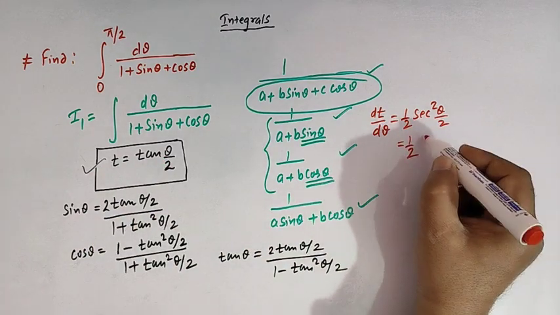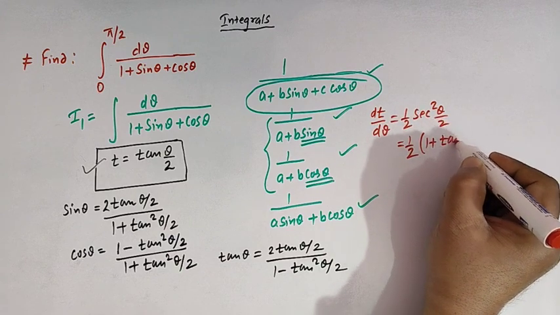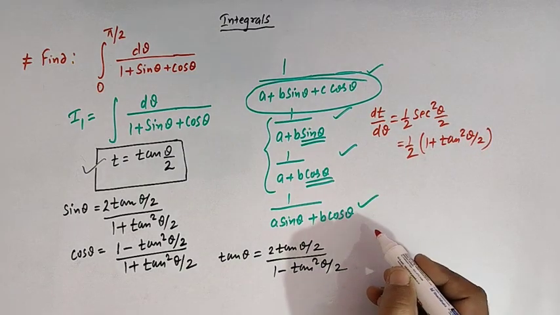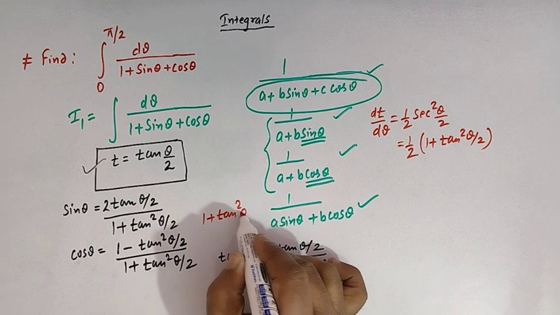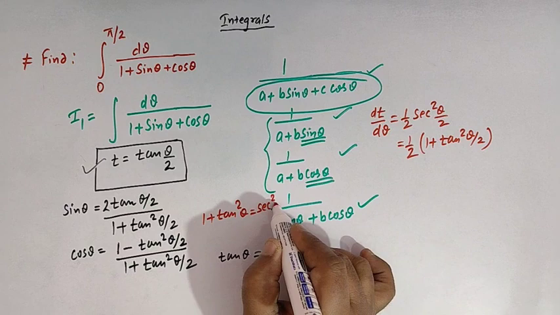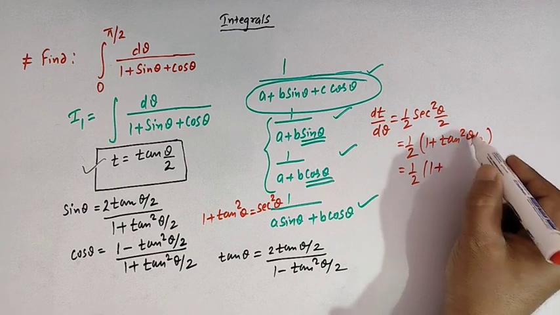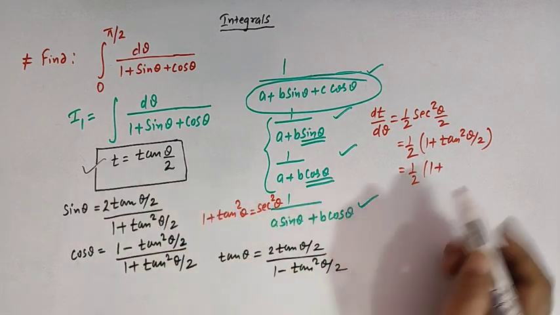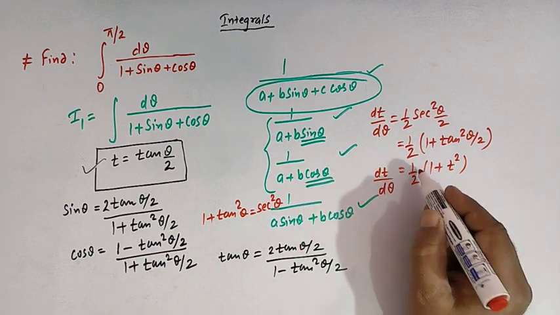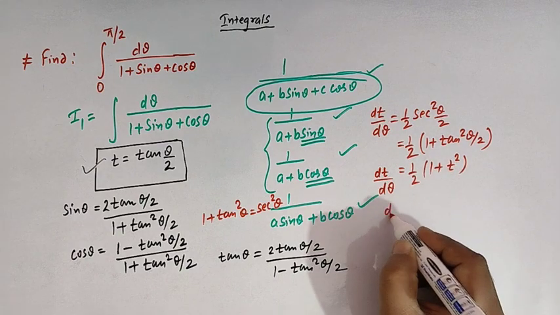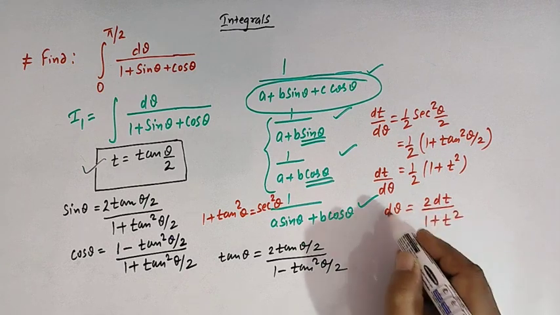Now we can write half, and sec square theta over 2 can be written as 1 plus tan square theta over 2, right? So again we have the identity, that is 1 plus tan square theta is equal to secant square theta, right? And see, here we have half times 1 plus tan square theta over 2, which can be written as t square. So here we have t square. So now we have dt over d theta as half times 1 plus t square. So d theta can be written as 2 dt divided by 1 plus t square, right?